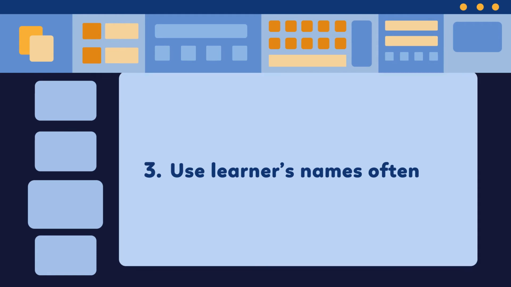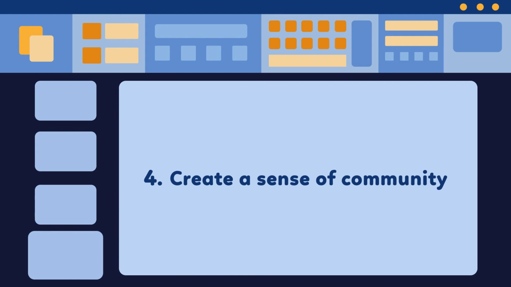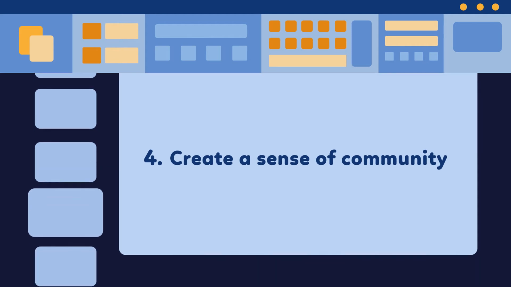Tip number 4, create a sense of community. Share the class list, or at least keep it showing throughout the class. You want to work in teams often and use inclusive words like we and us instead of I.